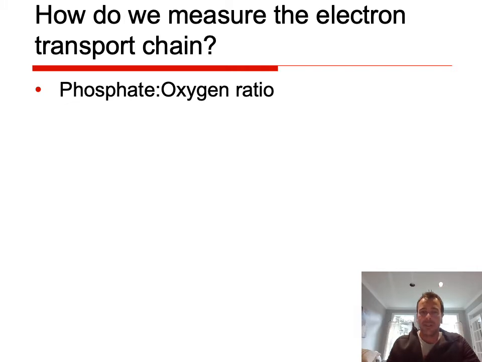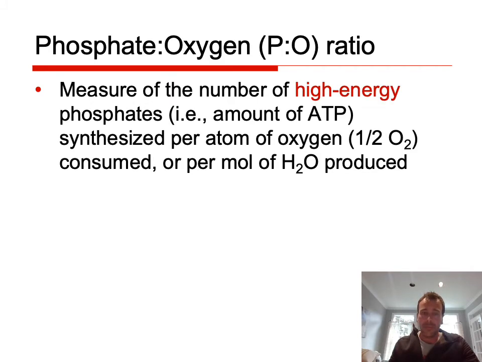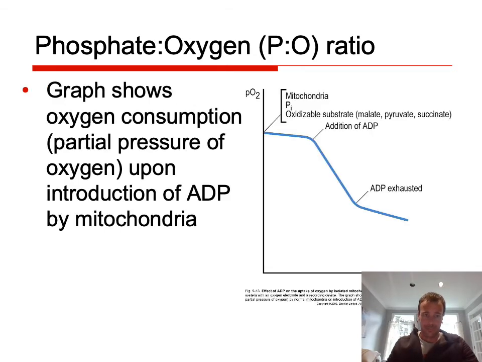Now we can measure the electron transport chain by using something called the phosphate-oxygen ratio. This is a measure of the high energy phosphates, basically the amount of ATP that's synthesized per atom of oxygen consumed or per mole of water produced. So here's what a graph of that looks like over time. You can look at the oxygen level upon introduction of ADP into the mitochondria. So you add ADP and the oxygen level goes down, and ultimately that ADP is exhausted.